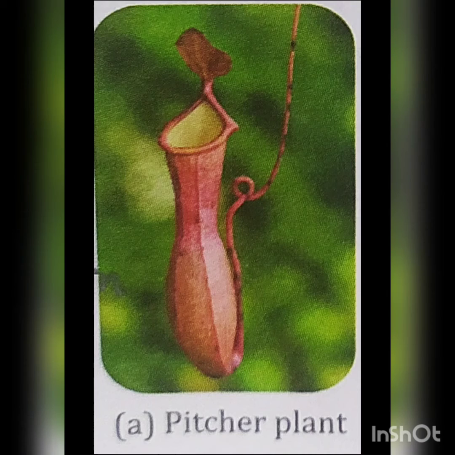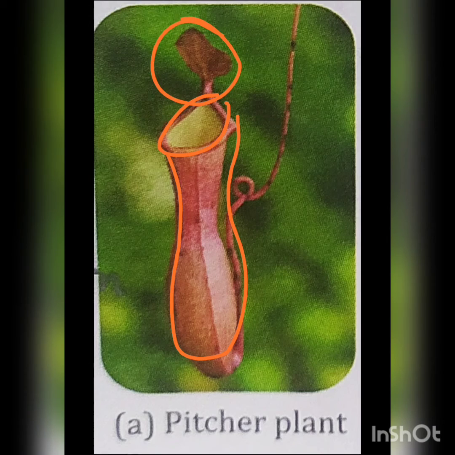Pitcher plant. In a pitcher plant, the lamina of the leaf is modified into a trapping device called pitcher. The leaf apex forms the lid of the pitcher and petiole coils like a tendril. As soon as the insect enters the pitcher, the lid closes. An insect gets trapped and digested by the juice secreted at the bottom of the pitcher.